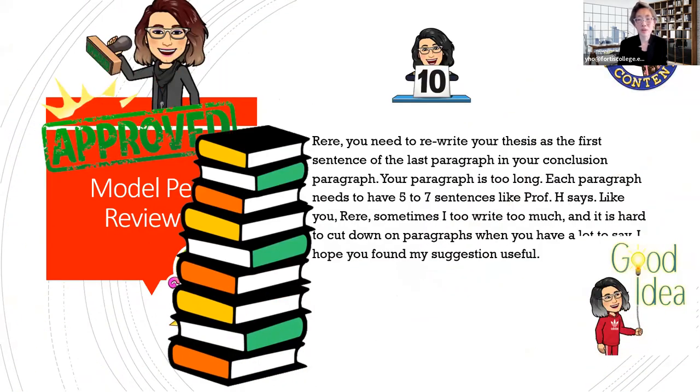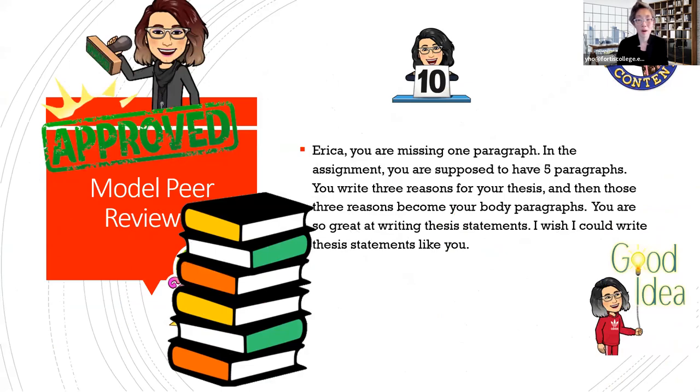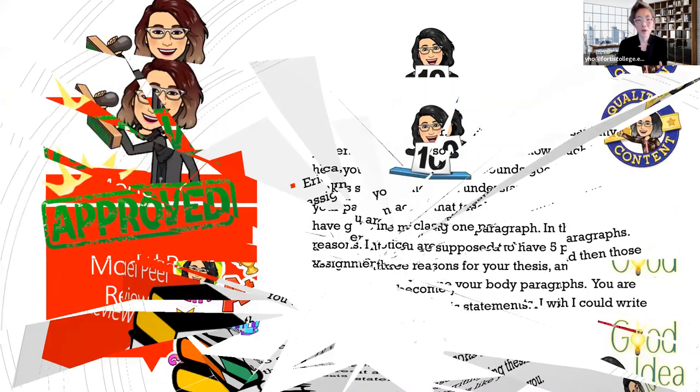"Reread. You need to rewrite your thesis. Your paragraph is too long or too short. It has to be 5 to 7 sentences. You need to cut it down or make it more. You need three, Erica, you need three reasons for your essay."